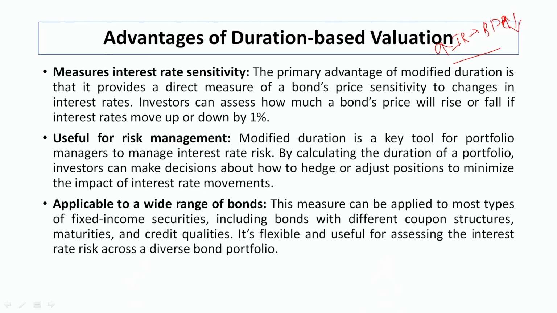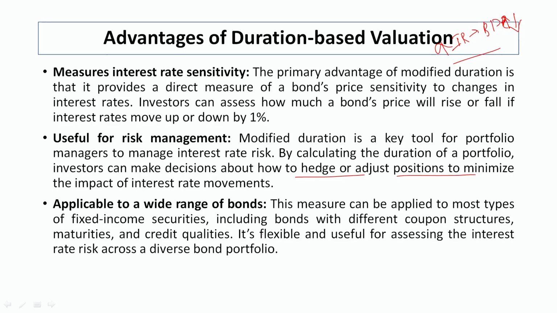So, modified duration is a key tool for portfolio managers to manage interest rate risk. By calculating the duration of a portfolio, investors can make decisions about how to hedge or adjust positions to minimize the interest rate risk. It is applicable to a wide range of bonds.